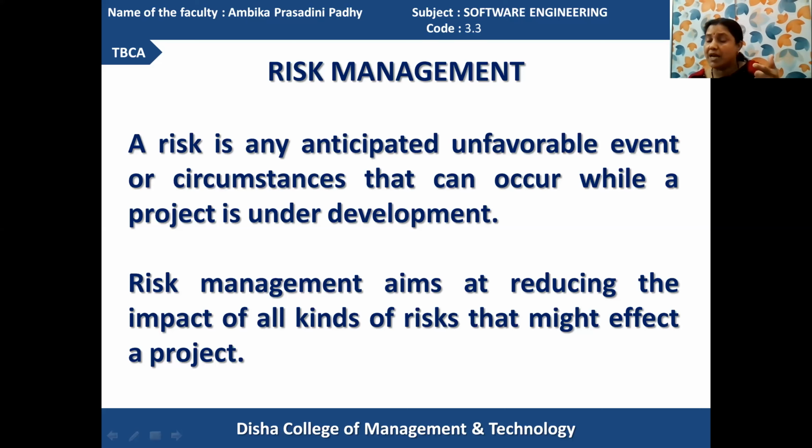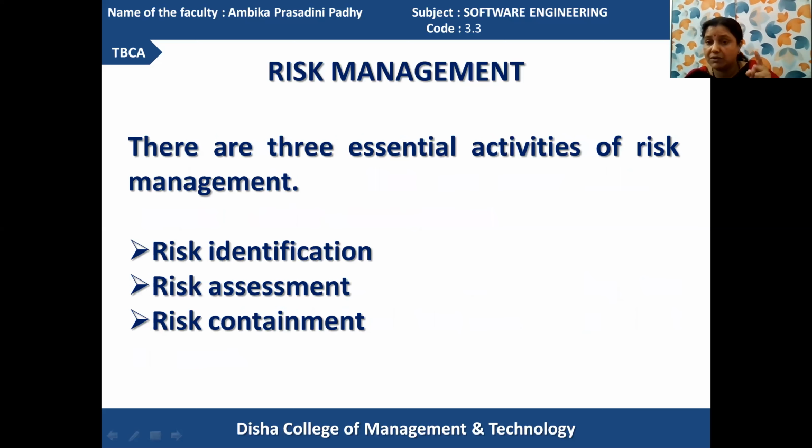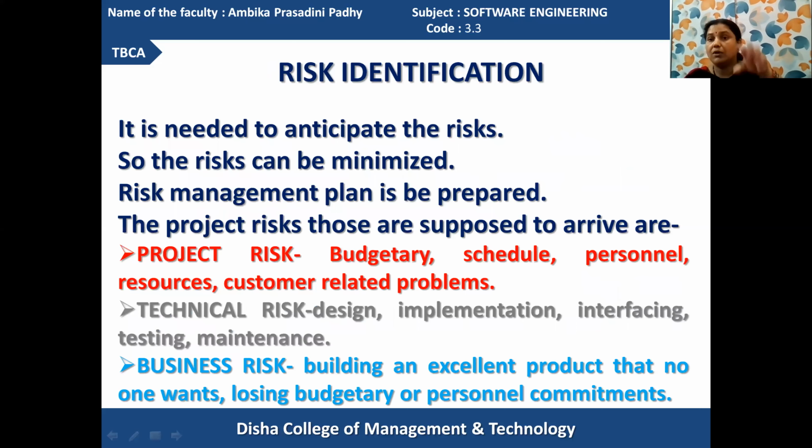But if risk management is performed, then it will reduce the impact of different kinds of risk that are supposed to affect the system development process. Got it? So the risk management should be utilized at the time of project development. And at the time of risk management plan preparation, we perform certain activities like risk identification, risk assessment, and risk containment. Risk identification deals with the identification or anticipation of the risks that are supposed to arrive.